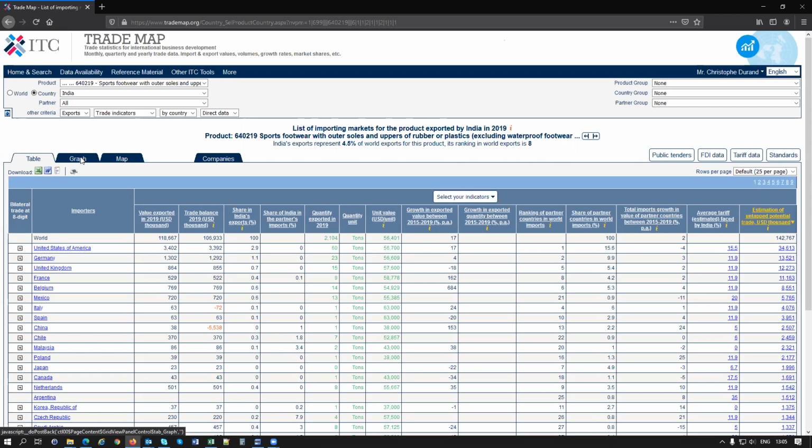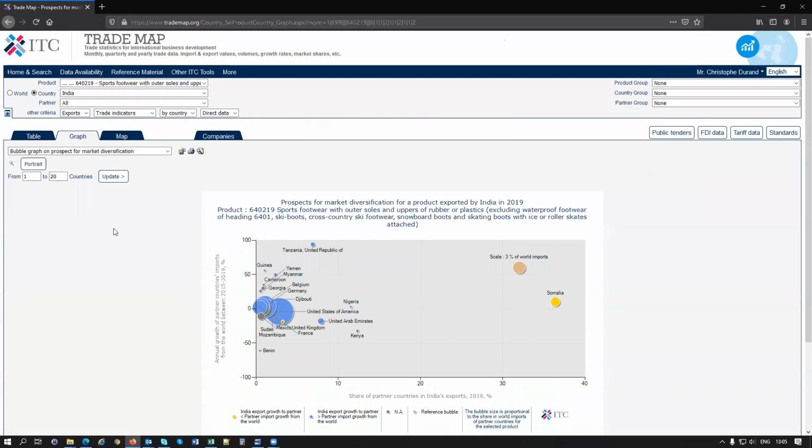So if I go to the graph, basically here I have two different kinds of graph, and all are with bubbles. So it looks pretty much the same as on the import side, but it's actually telling you a different story. So let me take you through this.